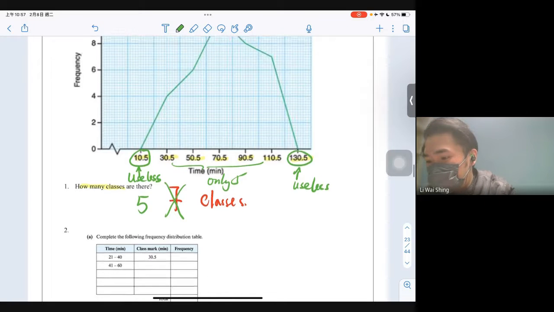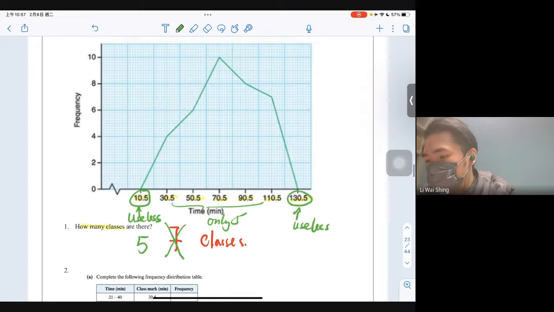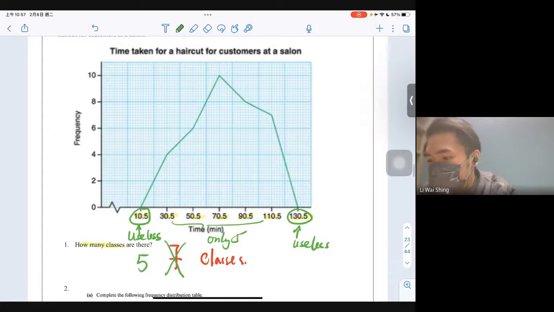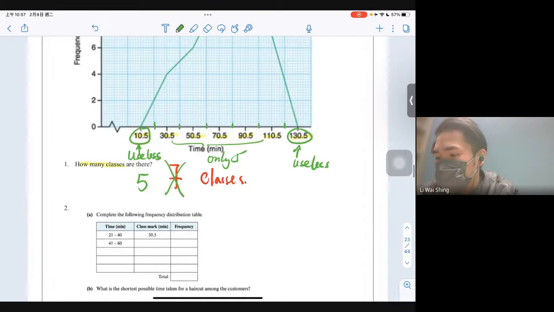Okay, and then the second one, you are asked to finish the frequency distribution table. So you know that each number here represents 1 class. In total, you have 5 classes. Okay, so for the first bar, the frequency is 4. Okay, the class mark is 30.5. It's easy to see. Okay, it starts from where to where? You need to know. It starts from 21 and ends with 40.